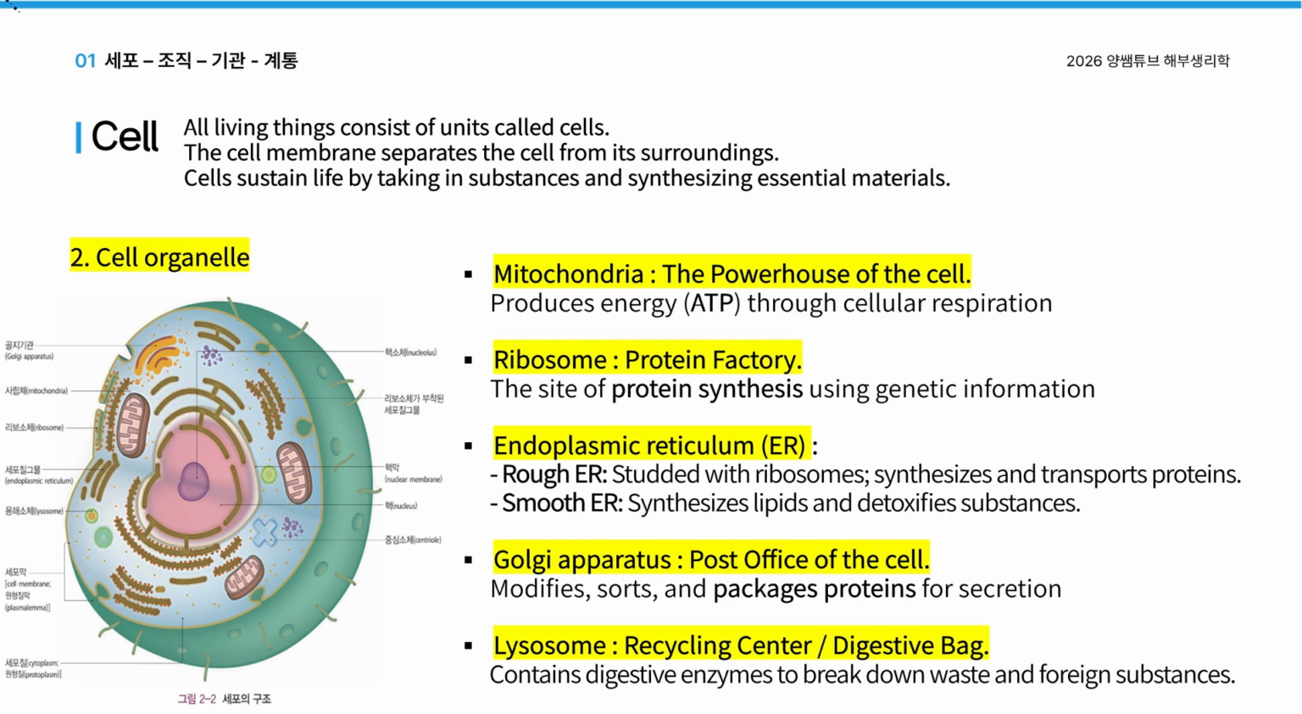Third, the endoplasmic reticulum, or ER. There are 2 types, the rough ER and smooth ER. The rough ER is studded with ribosomes and helps synthesize and transport proteins. The smooth ER has no ribosomes. It synthesizes lipids and detoxifies substances. Fourth, the Golgi apparatus. Think of it as the post office of the cell. It modifies, sorts, and packages proteins to be sent out, secretion. Finally, the lysosome. This is the recycling center, or digestive bag. It contains digestive enzymes that break down waste and foreign substances to keep the cell clean.